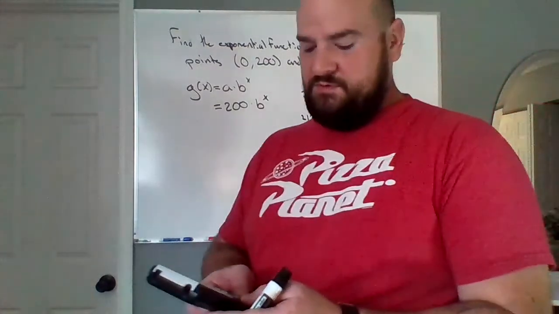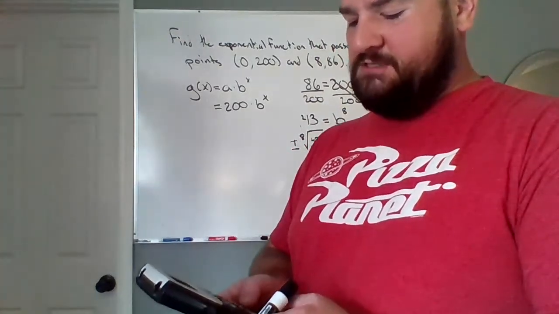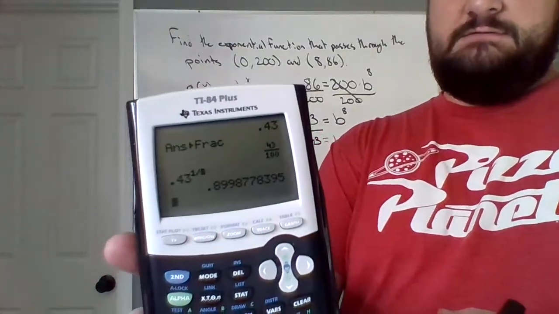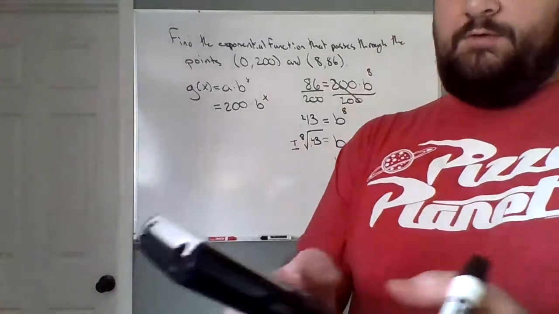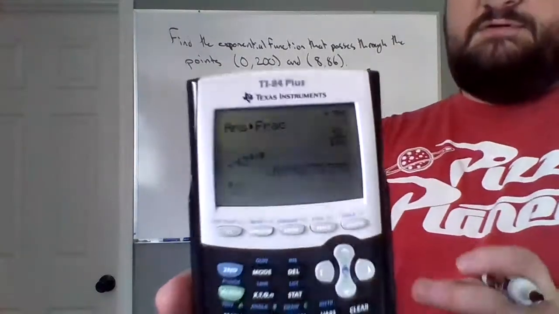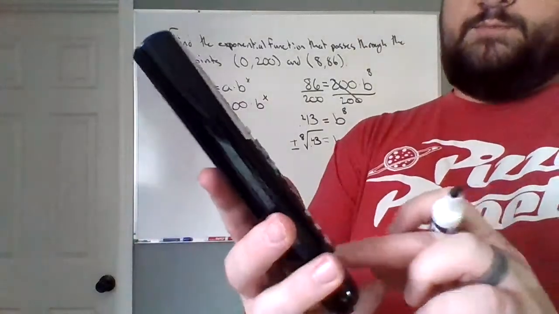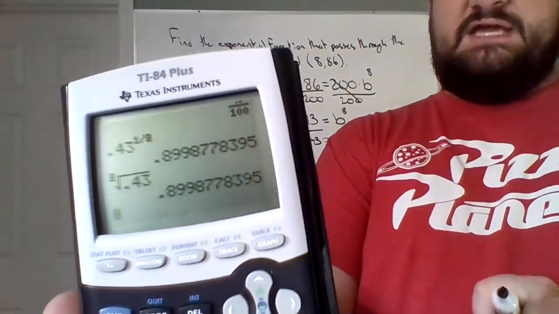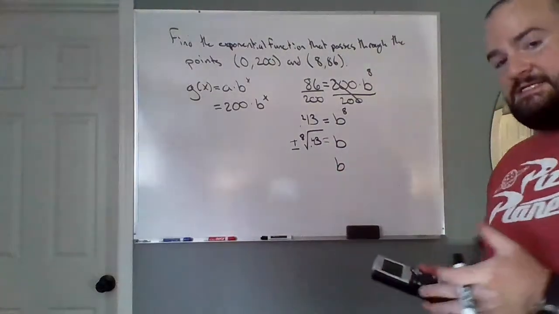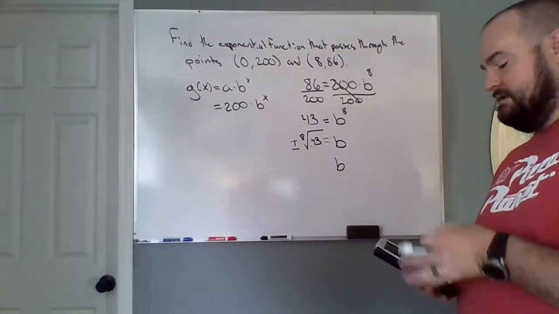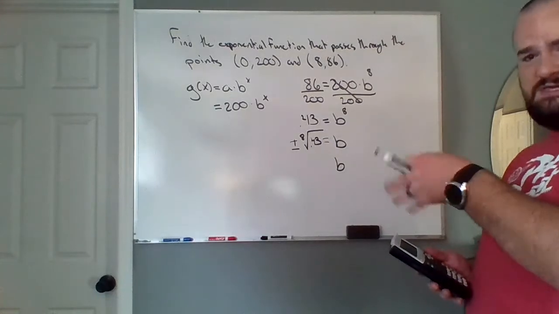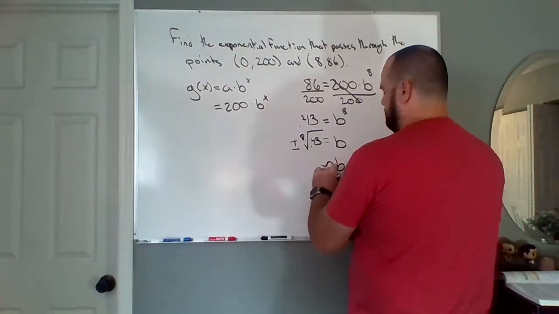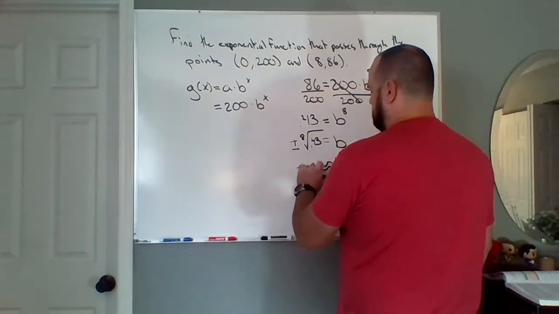So again, to do the 8th root, you can just take 0.43 and raise it to the 1/8 power. Like that. Or we can type 8, math, option number 5, and 0.43. And what we get is 0.8998778395. If we round that to 3 decimal places, 0.900, so the 8 makes the 9 go up to a 0, which makes the 9 go up. So this is just approximately plus or minus 0.9.